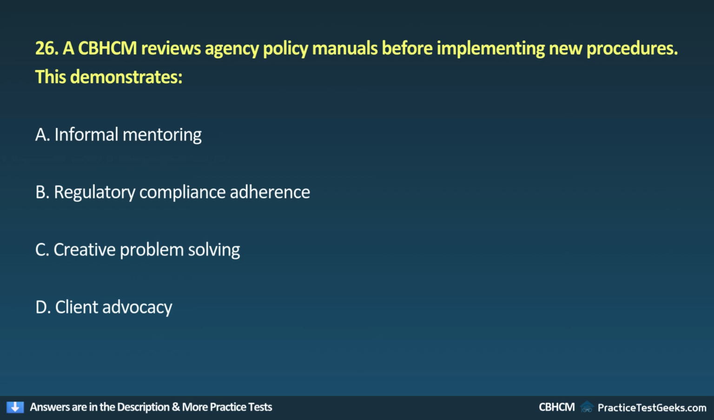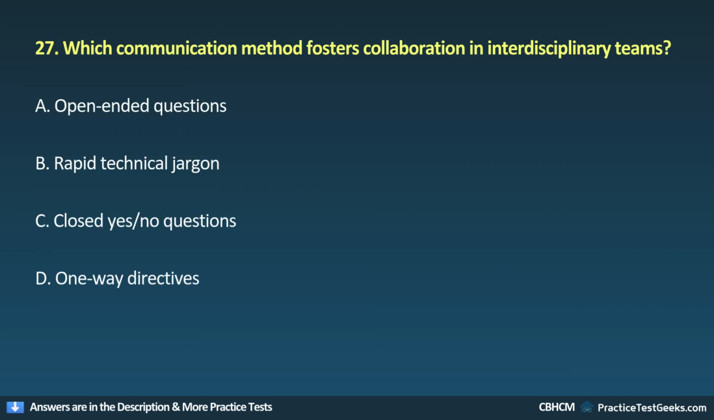26. A CBHCM reviews agency policy manuals before implementing new procedures. This demonstrates A. Informal mentoring. B. Regulatory compliance adherence. C. Creative problem solving. D. Client advocacy.